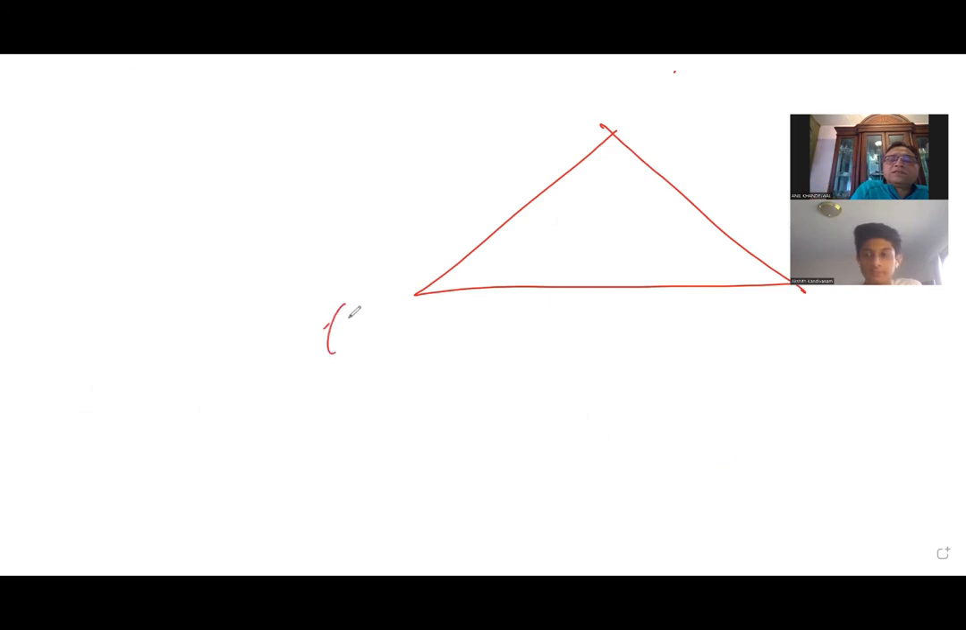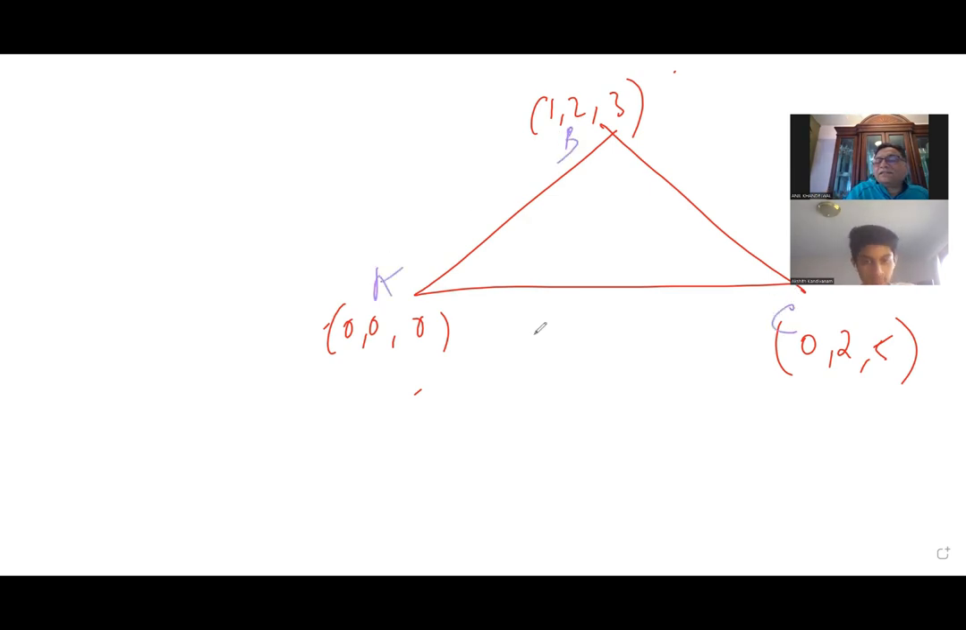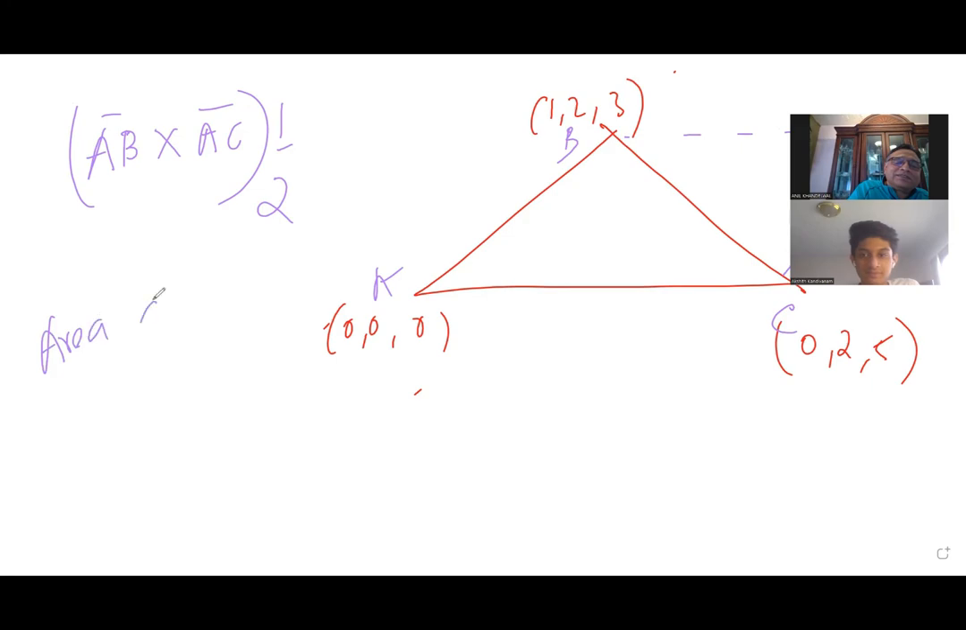Let's say this is 0, 0. Let's make it simple. In this case, you find the two vectors, let's say vector AB and vector AC. You do the cross product of AB with AC, and take half of it, because the cross product will give you the parallelogram. Then half it to get the triangle. So that gives you the area of the triangle.